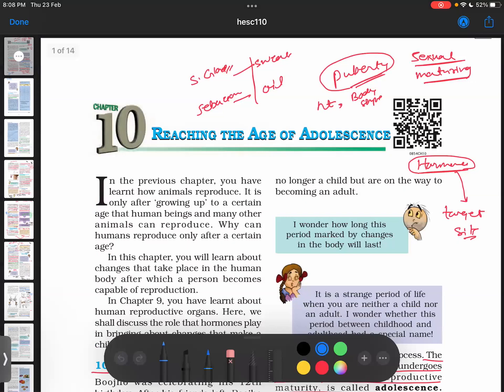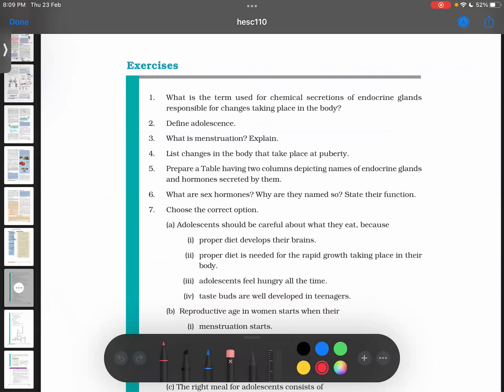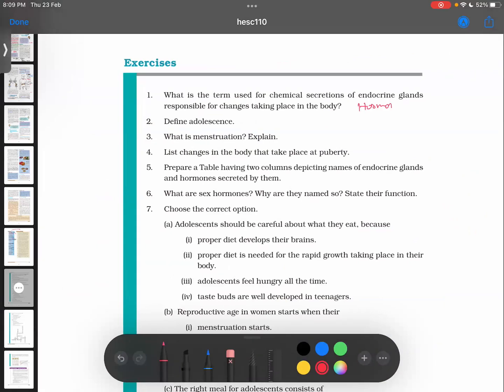Sir, hormones. That is a one word answer. Yeah, very good. That is hormones. You know what is adolescence? You can define it. We also talked about menstruation. So every 28 to 30 days, the ovum is released by the ovary.